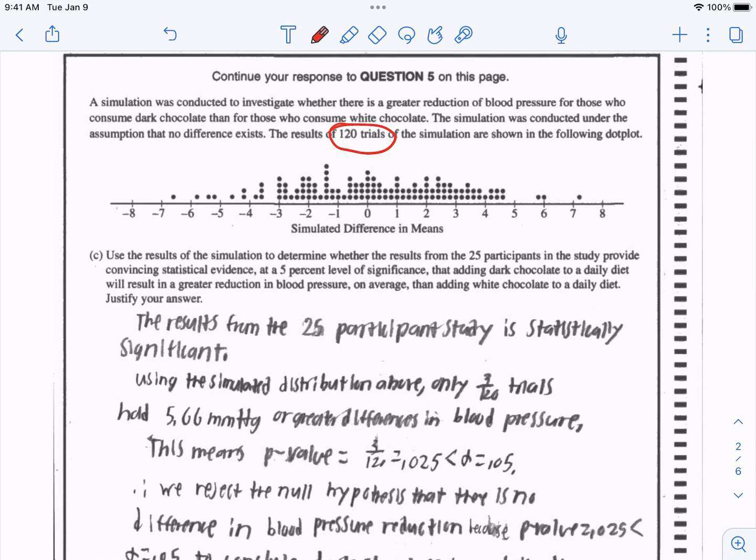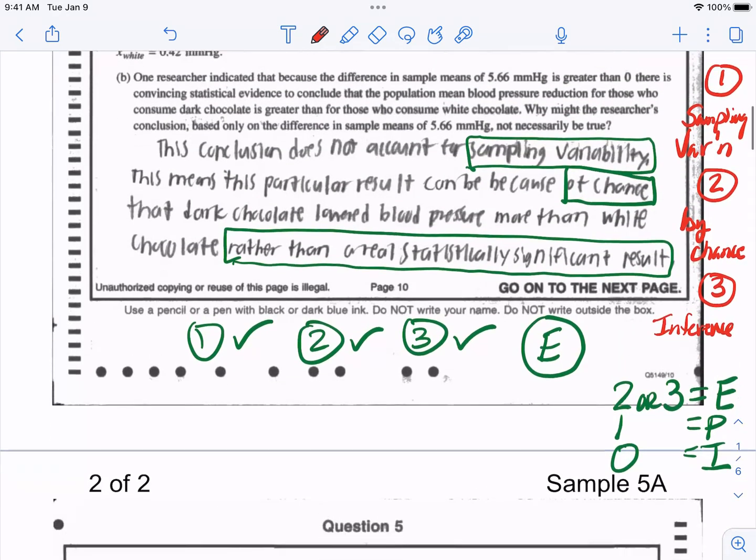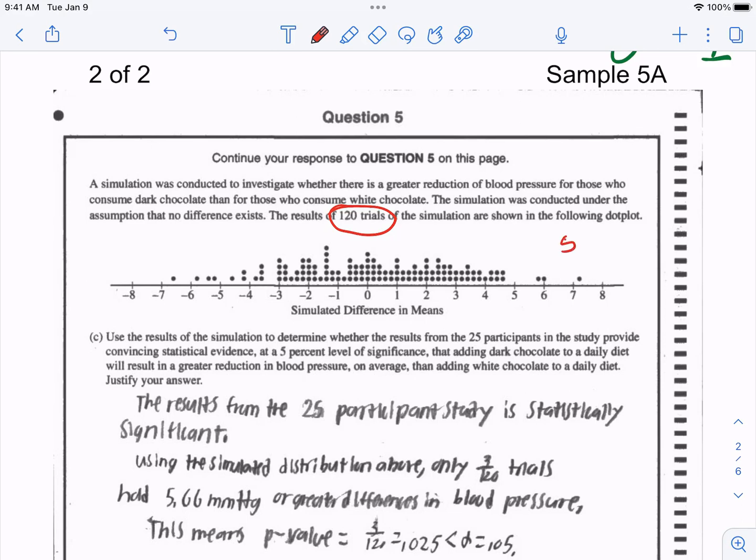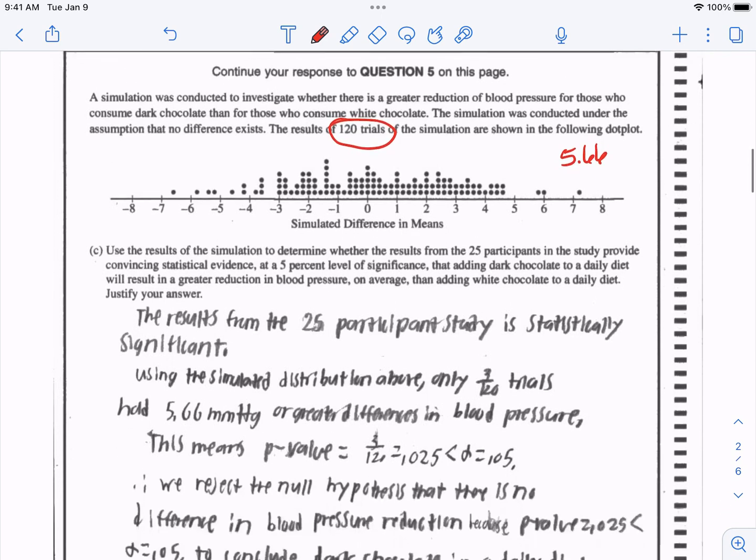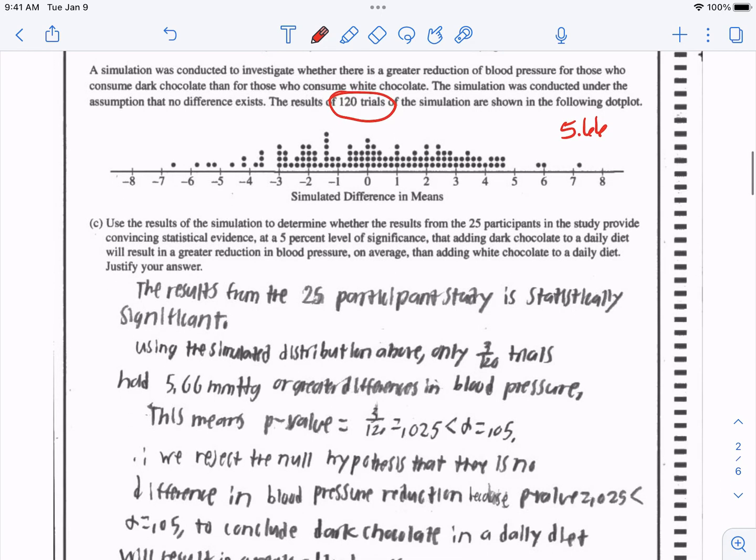Now remember, the difference that they did get on the previous part was 5.66. So we're thinking about a difference of 5.66, and they were supposed to compare that to the distribution of these simulated differences. And so for this piece, there were 4 components that they wanted students to address. The first thing is they were supposed to use the results of the simulation to determine whether this is statistically significant or not. And so anytime they are told to use something in their answer, they must.